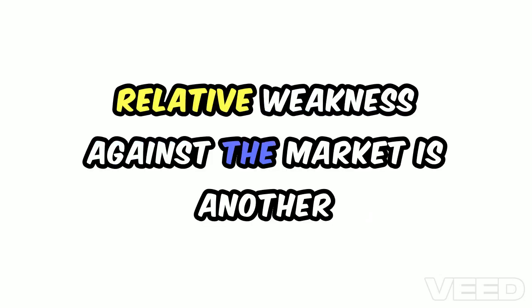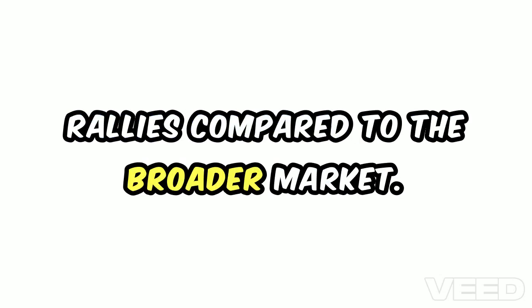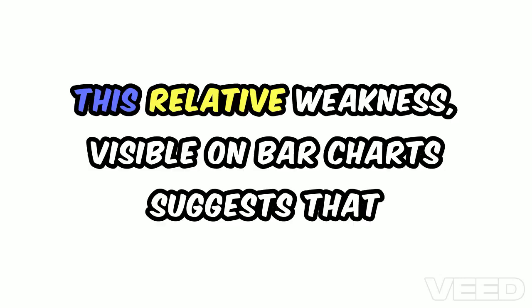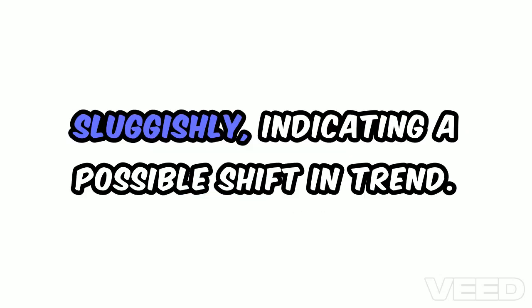Relative weakness against the market is another important indicator. During distribution, the stock exhibits greater sensitivity to declines and lags during rallies compared to the broader market. This relative weakness, visible on bar charts, suggests that demand is fading and that the stock is reacting sluggishly, indicating a possible shift in trend.